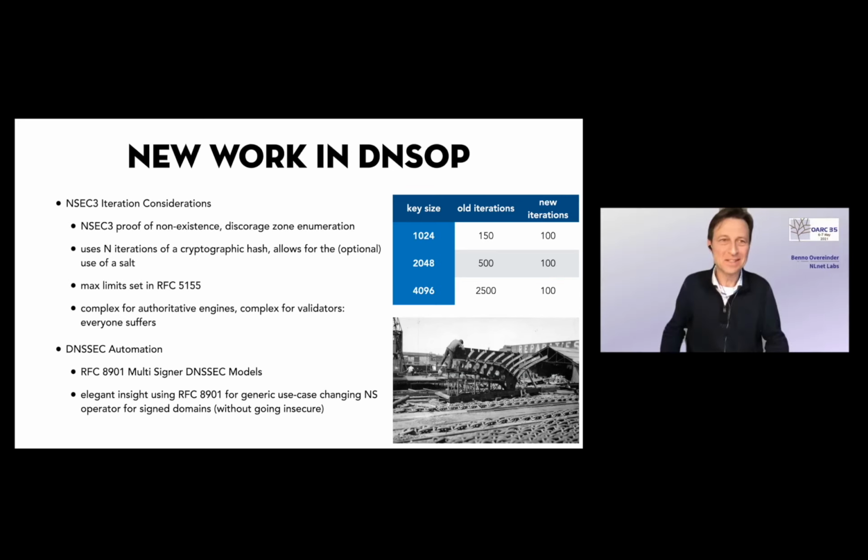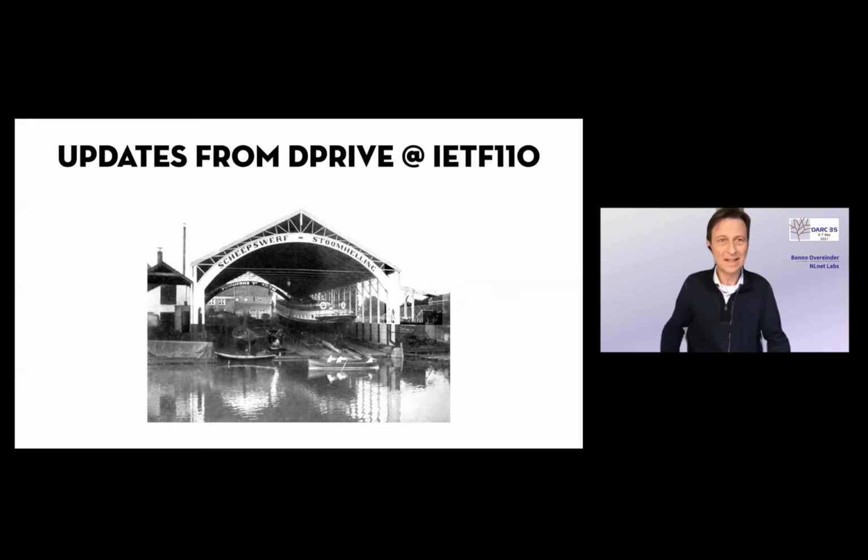There is also a discussion on NSEC3 iterations, kicked off by Viktor Dukhovni on the DNS operations mailing list, so have a look at it. There are typical values with very high numbers of iterations. These are not necessary. So there's a proposal for lower iterations, also in a draft by Wes Hardaker. DNSSEC automation was presented yesterday by Ulrich Wisser. Next slide. Moving to DPRIVE work.